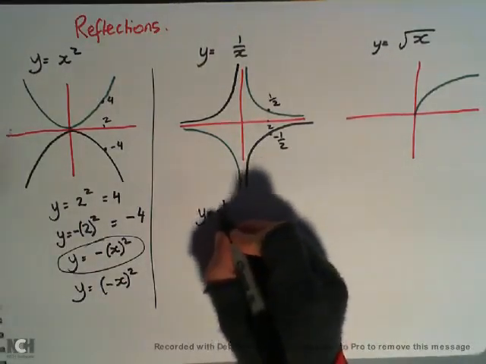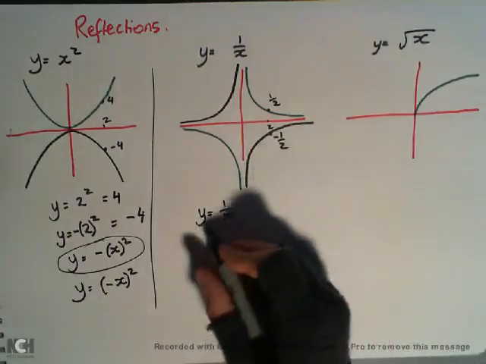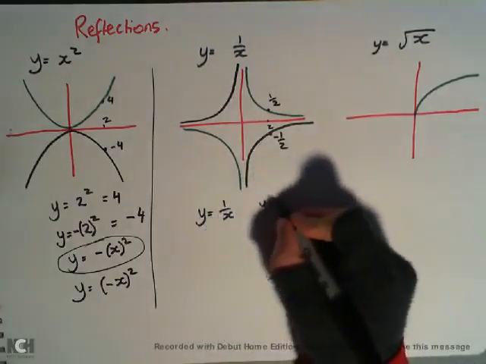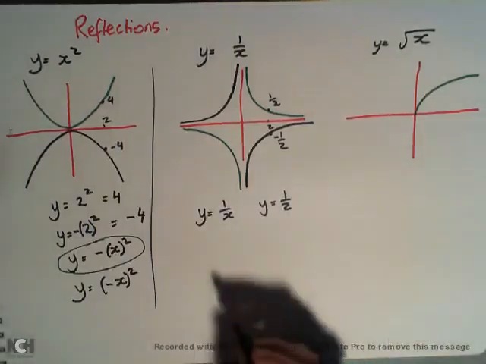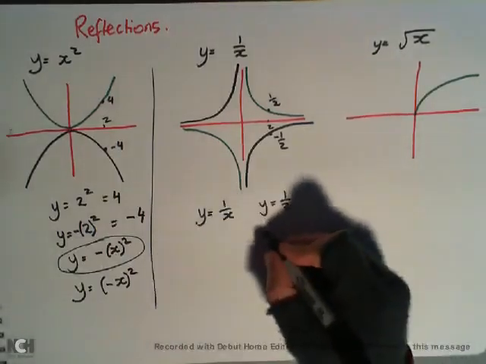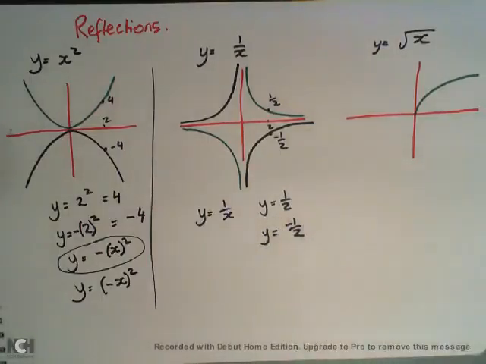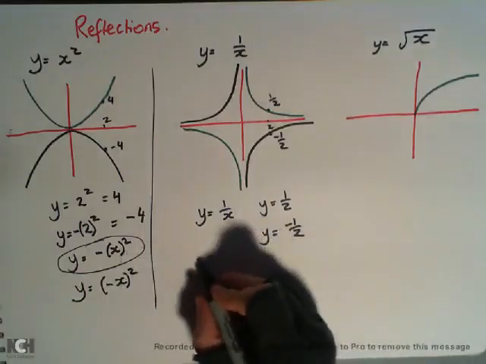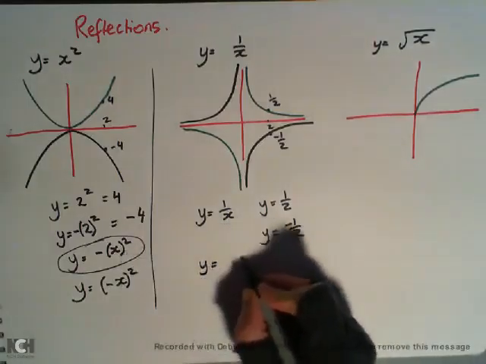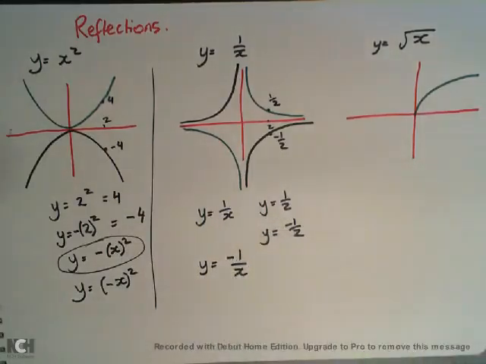So initially we're starting with y equals 1 on x. Now at point 2 we have y equals 1 on 2. For our reflection we get y equals minus a half. So again, it's a similar case to this one. We have, for a reflection, a minus outside the x part.